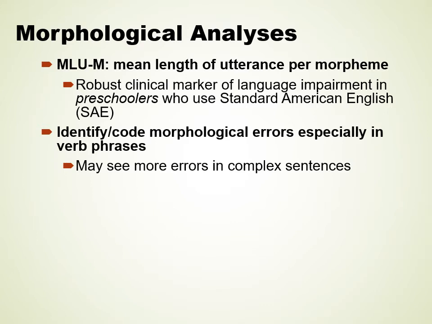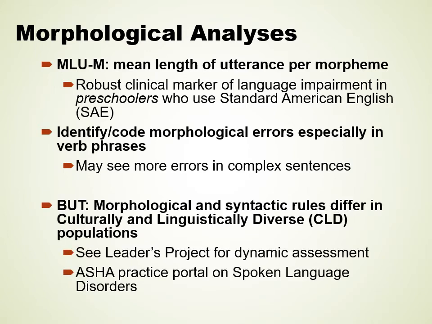One consideration here, though, is if you are assessing a student who's from a culturally and linguistically diverse background, you need to remember that the morphological and syntactic rules in various English dialects, and of course in other languages, differ, and so you can't use the norms to identify impairment in a child who is CLD. For this child, you want to review the material on the Leaders Project site about dynamic assessment, and also the ASHA practice portal on spoken language disorders.